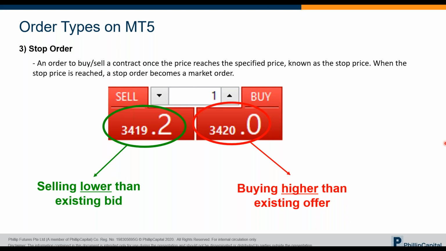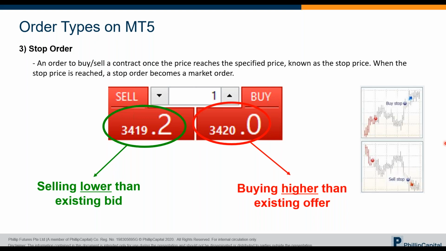This may sound a bit confusing as to why someone would want to buy a contract higher than market price. If the market is quoting at 3420, why would I want to buy it at 3500, let's say? Okay, so there are two main users for stop orders. Maybe we can take a look at this diagram right here first.